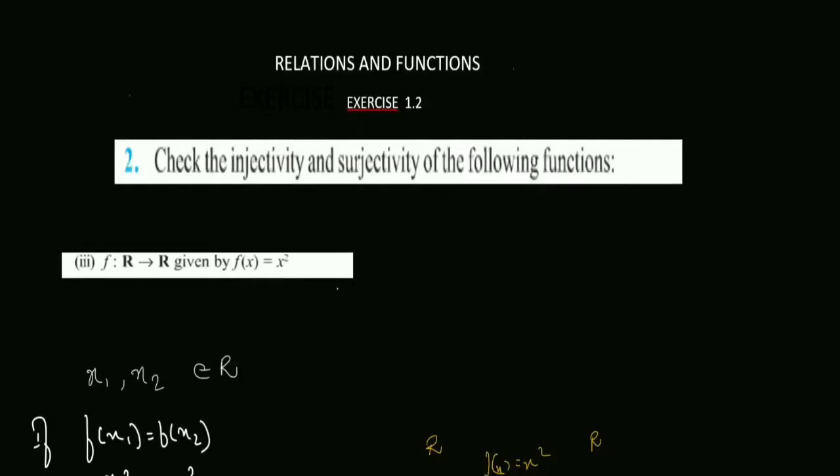Hello students, today we'll do exercise 1.2 from the chapter Relations and Functions. Check the injectivity and surjectivity of the following functions. The function is R to R given by f of x is equal to x square.